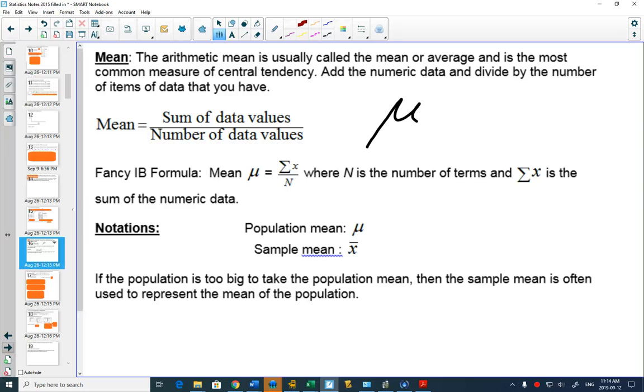Okay, so the average, mu, is, what does this symbol mean? Sum. The sum of all the items that you have divided by n, the number that you had in total. So if you had 15 test scores, it would add up all 15 of those test scores, but then divide by 15.